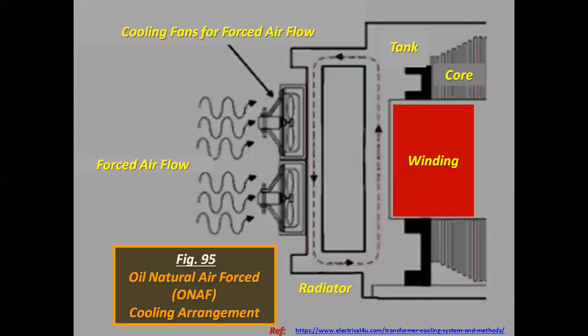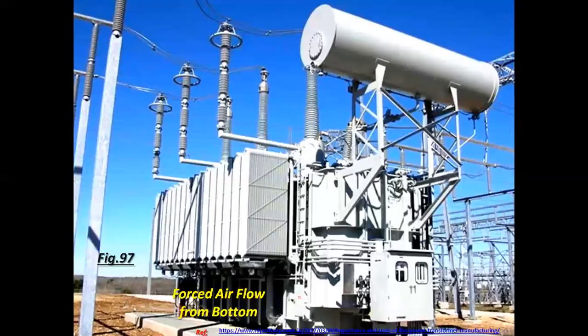See the diagram. Forced airflow, cooling fans, oil natural air forced type. This is the horizontal air blowing system. This is forced air from the bottom side.